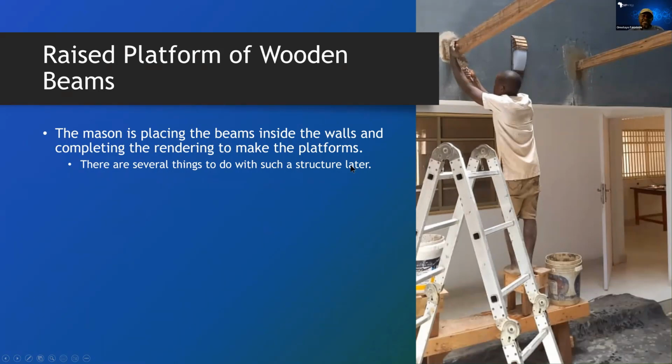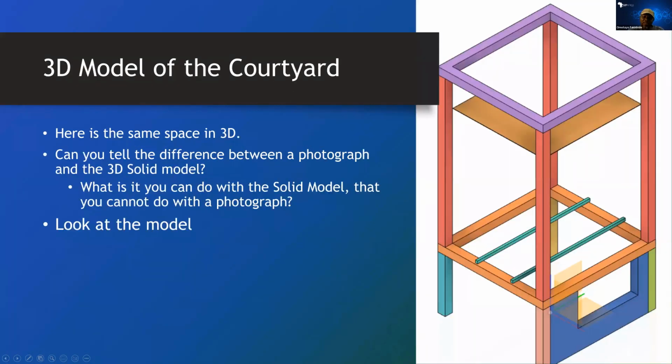So this now is the 3D solid model of the courtyard. Here you have the pillars, 1, 2, 3, 4 pillars, some from the floor to the lintel level, another one very tall to the top of the roof here. And then these are the 2 wooden planks that are placed on it. So here is the same space in 3D. I've showed you the space in a photograph. Can you tell the difference between a photograph and a 3D solid model?